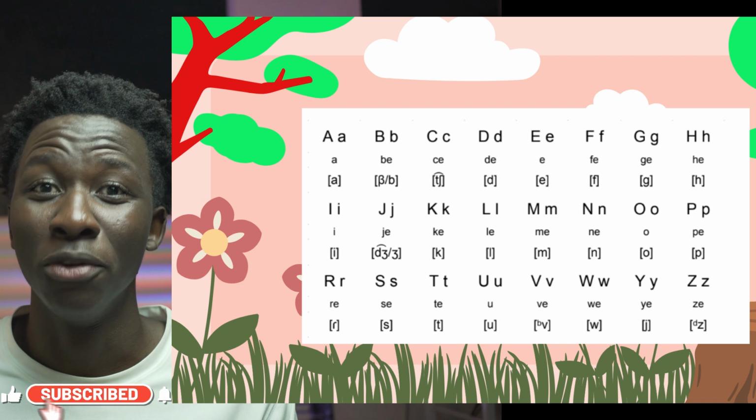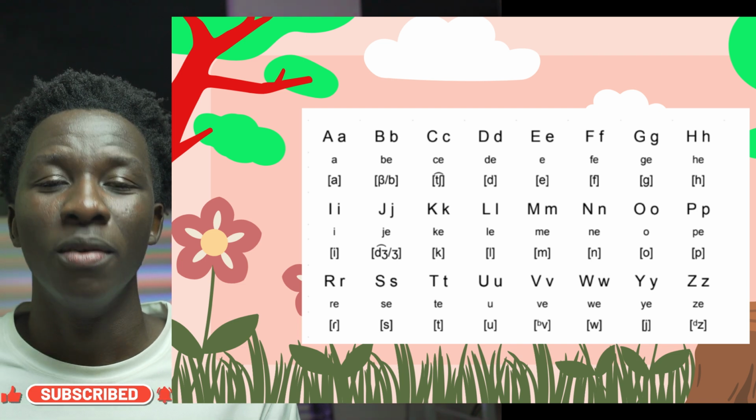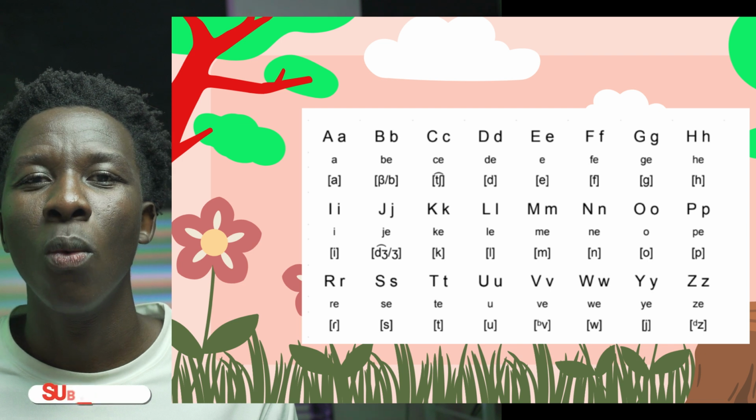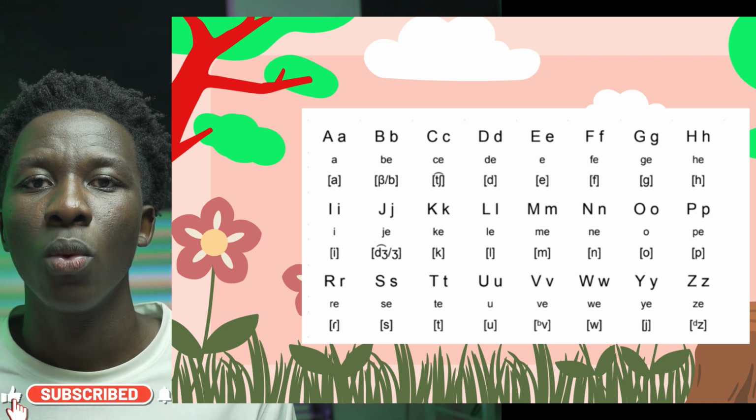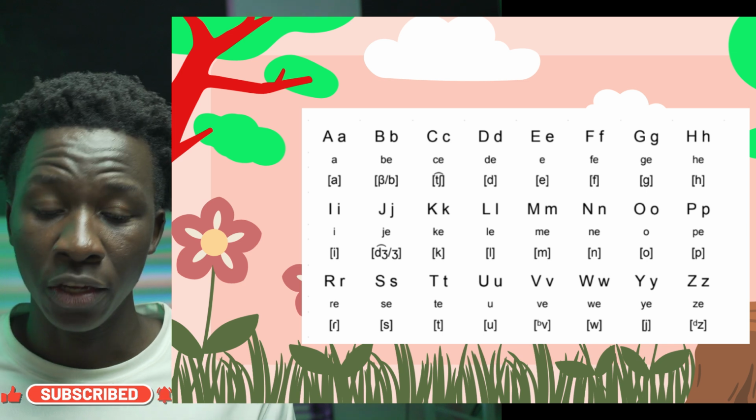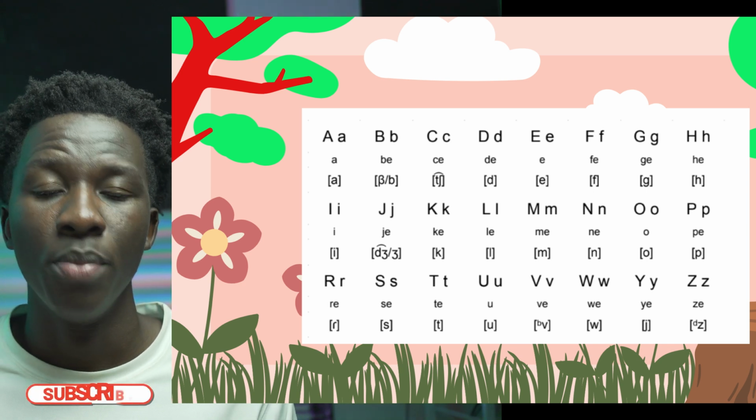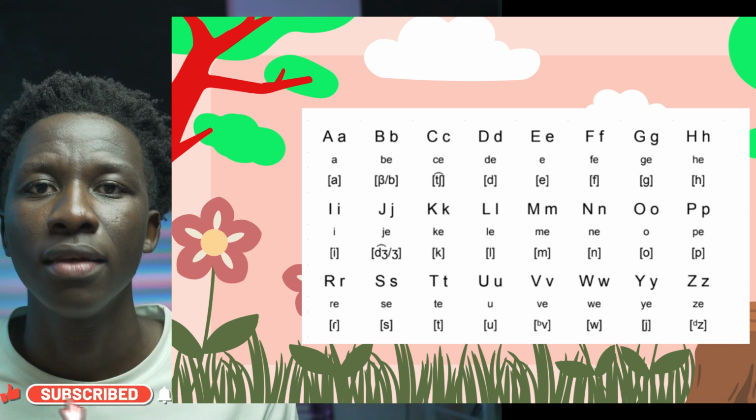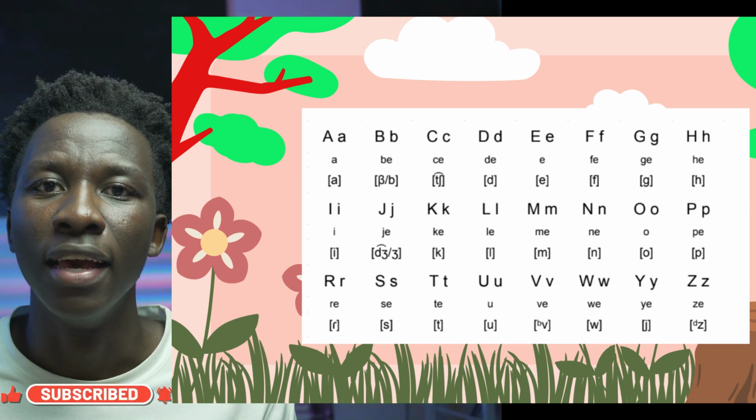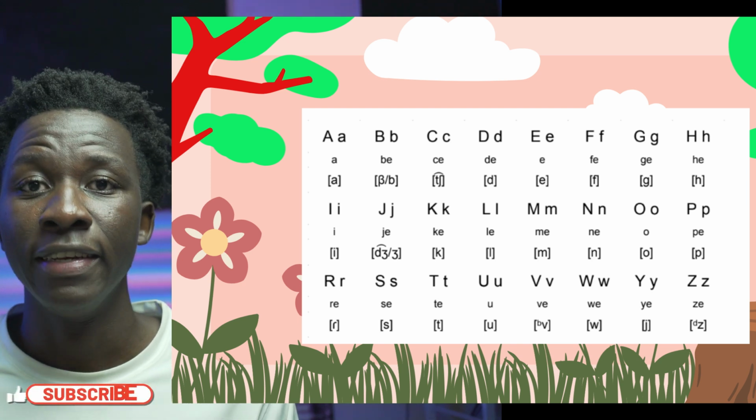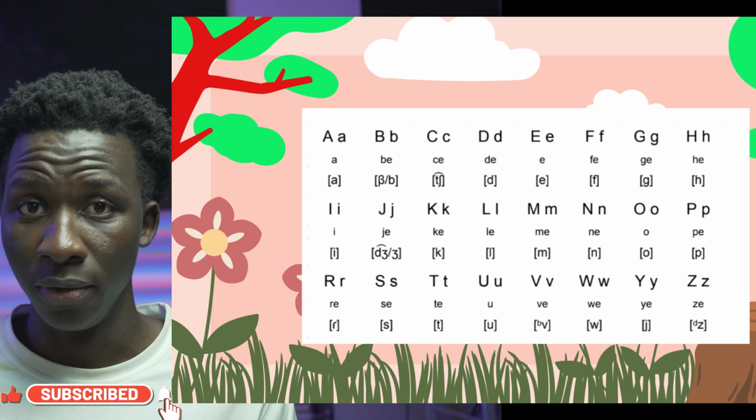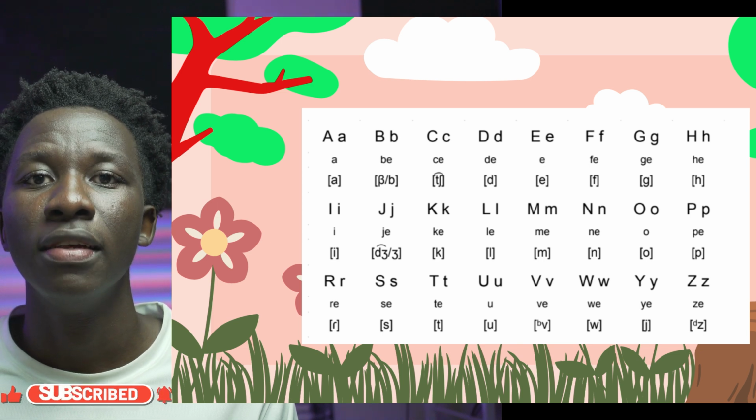In English we say W or double V, but in Kirundi we say we. In English we say Y, but in Kirundi we say ye. In English we say Z, but in Kirundi we say se. Alright, so this is how we learn the alphabet.